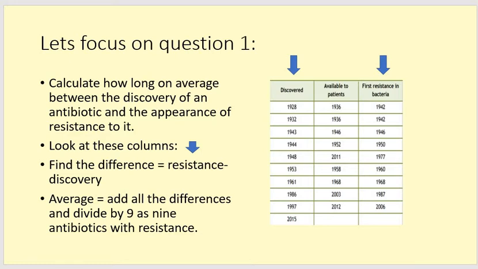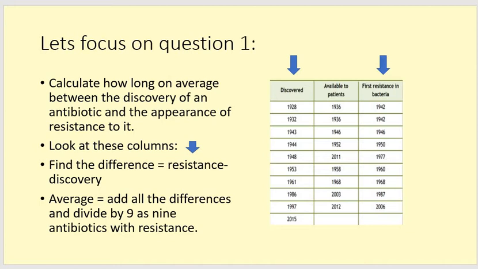So this one was discovered in 1928, first had resistance in 1942. So you need to find the difference by having resistance, take away, discovery. You always have the bigger number minus the smaller number. So you need to work that out for each of these antibiotics. And then obviously the last column, the last one found, hasn't yet had resistance. You wouldn't include that because you're not going to guess. You're going to find the average by adding all the differences and then dividing by 9, because there are 1, 2, 3, 4, 5, 6, 7, 8, 9 antibiotics that have got resistance.